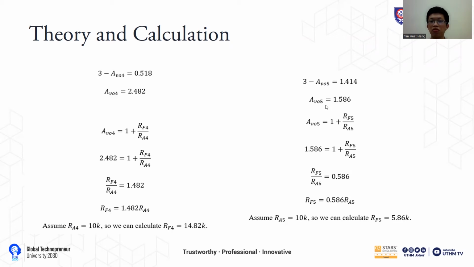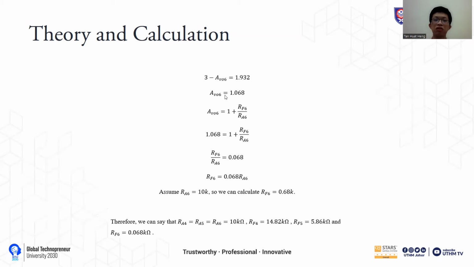So for Av05 is equal to 1.5x6. So the ratio is Rf5 is equal to 0.5x6 Ra5. So Ra5 is 10 kilo ohms. So we can calculate Rf5 is equal to 5.x6 kilo ohms.